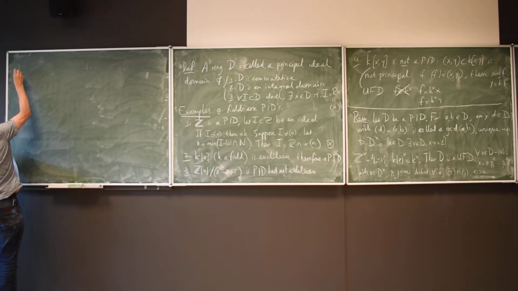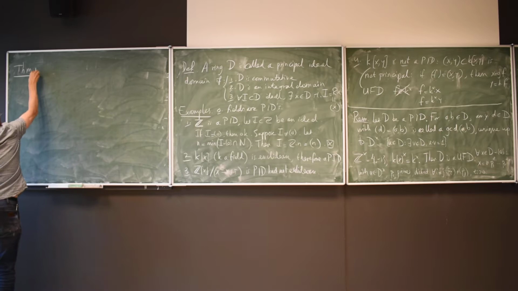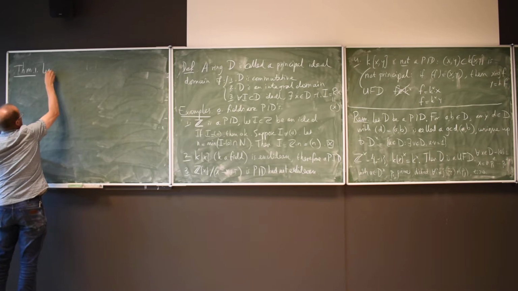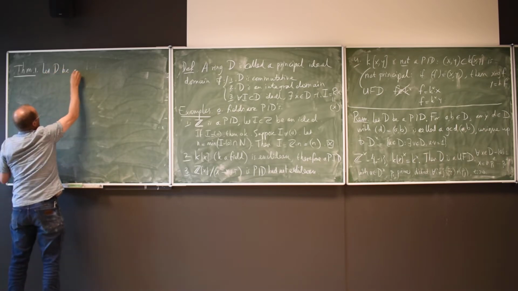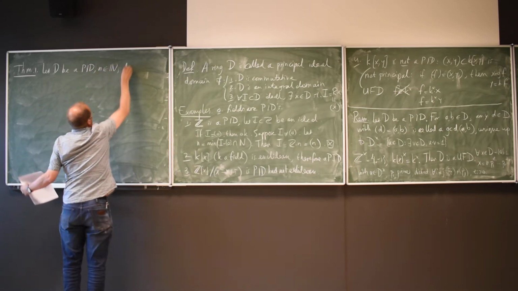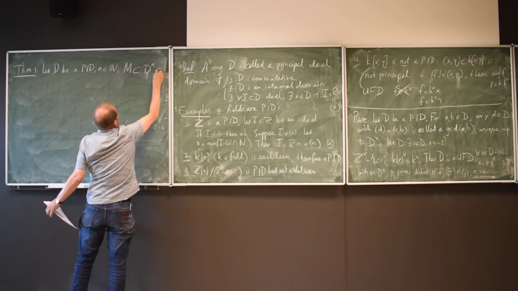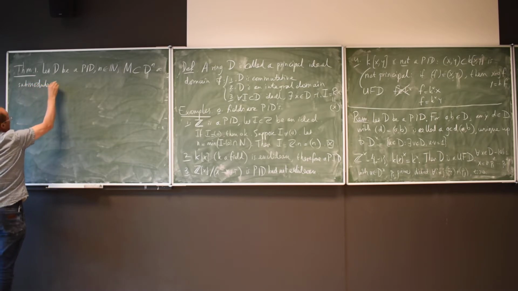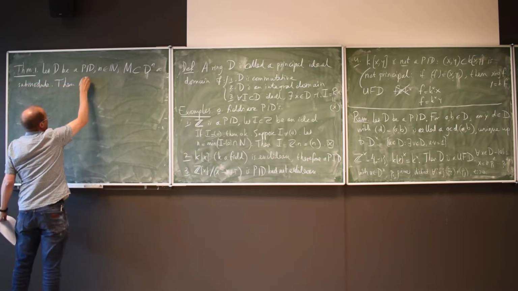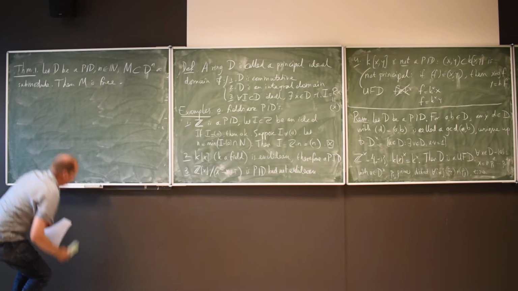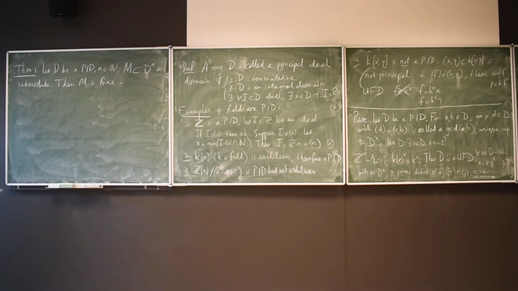Then I come to a theorem, let's say that's theorem 1, and I hope I can remember the numbering. Let D be a PID, a principal ideal domain, N a natural number, and M a submodule of D to the N. Then we claim that M is free. We have to prove M is free. That is what the theorem says.